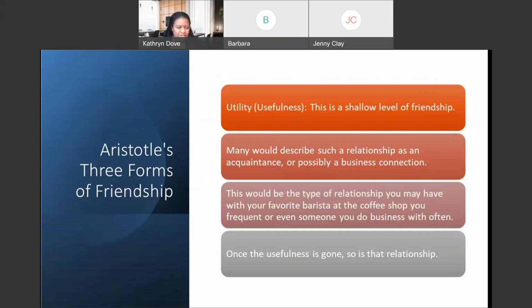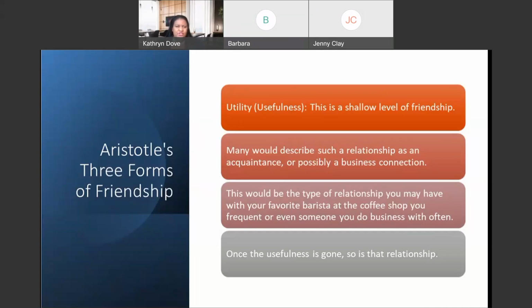So we're going to start looking at Aristotle's three levels of friendship. The first one is what he calls utility or usefulness. It's a very shallow level of friendship. Many would describe a relationship such as an acquaintance or even a business connection. It'd be the type of relationship you have with your favorite cashier, your favorite barista at the coffee shop, somebody that you do business with, maybe the mailman. And once that usefulness is gone, so is that relationship.